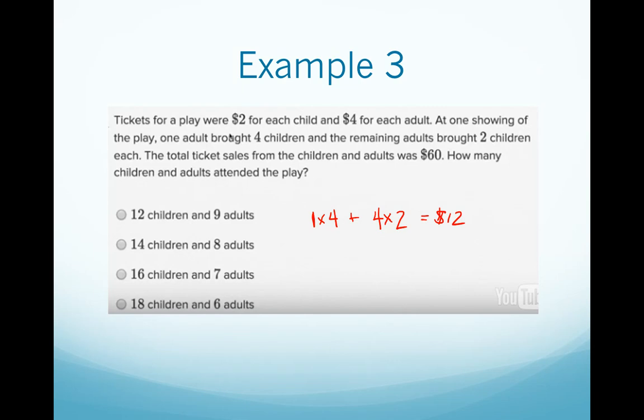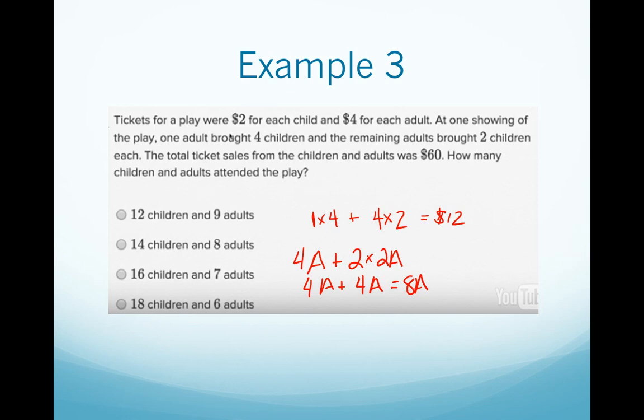And then it said the remaining adults brought 2 children each. So we've got $4 times some number of adults. So I'll say 4A plus they brought 2 children each. So the tickets for the kids were $2 times 2 children per adult. So we've got another adult here. So if we combine this, we've got $4 per adult plus another $4 times that same number of adults. 8 times A has to be equal to the remaining amount of money.